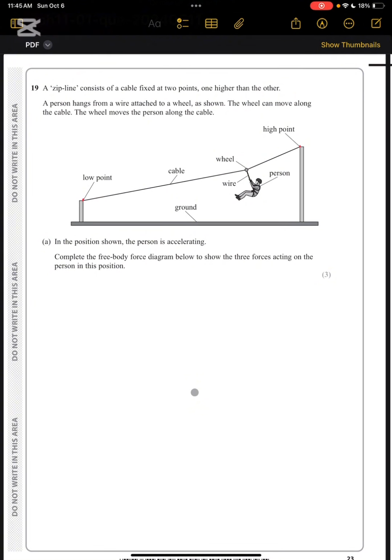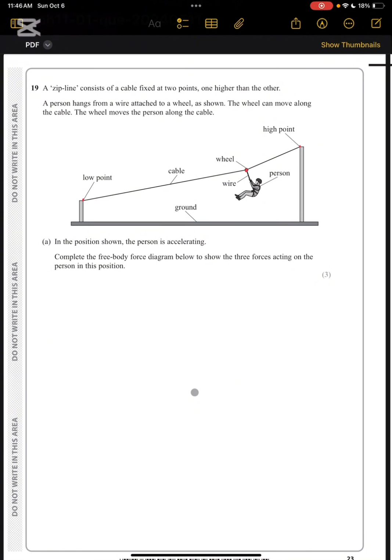The person hangs from a wire attached to a wheel. This is a wheel. The wheel is movable along the cable. As the wheel moves along the cable, the person also moves. In this position, the person is accelerating. Complete the free body force diagram to show the 3 forces acting on the person in this position. So we have to show the forces that are acting on the person.